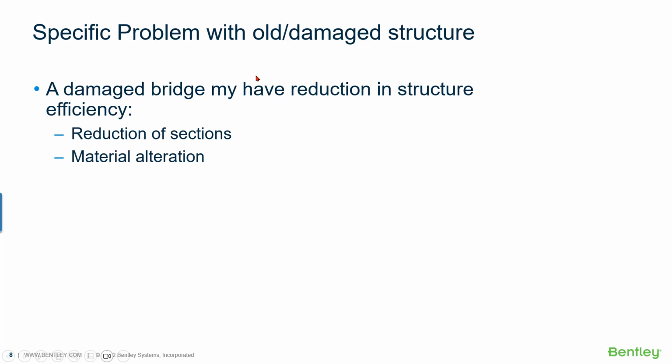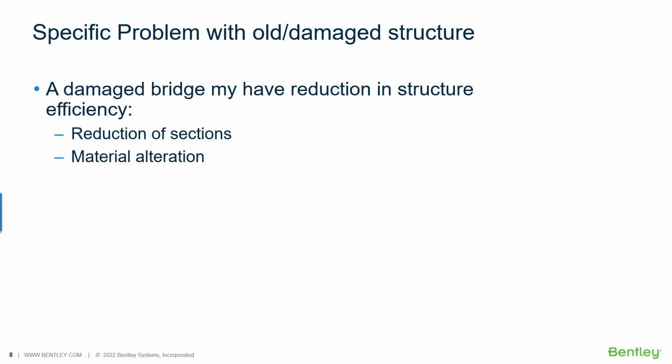There is a specific problem with all damaged structures. A damaged bridge may have reduction in structure efficiency. What kind of reduction can we have? First, it's a reduction of sections. You understand that if we have a steel bridge and the beams are corroded, the section is reduced and we can take into account only a part of the cross section because the other part is either corroded or has simply disappeared.